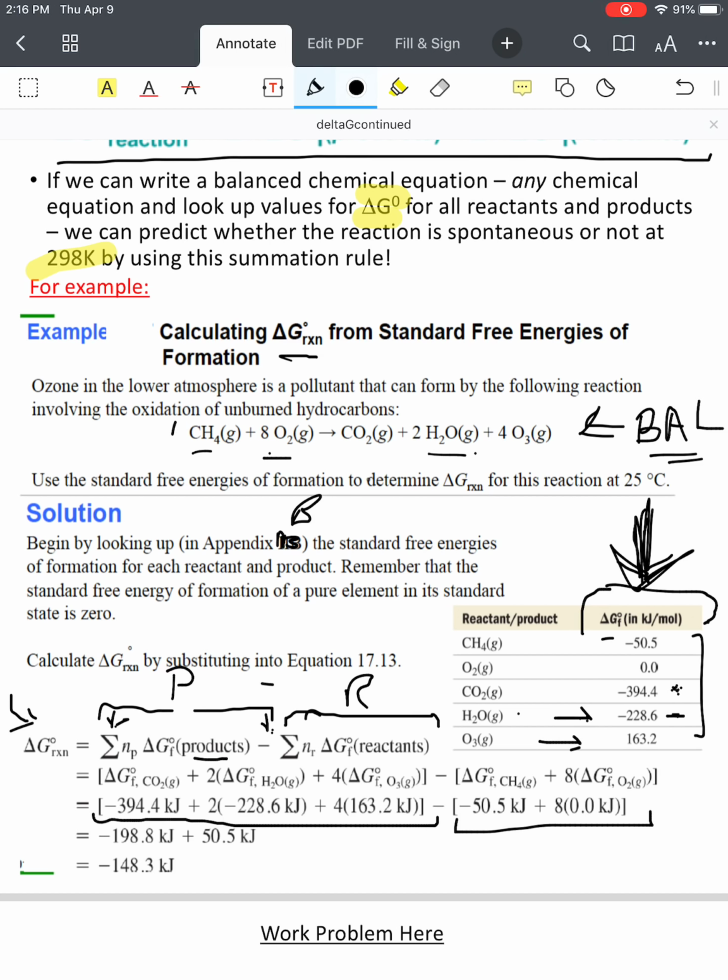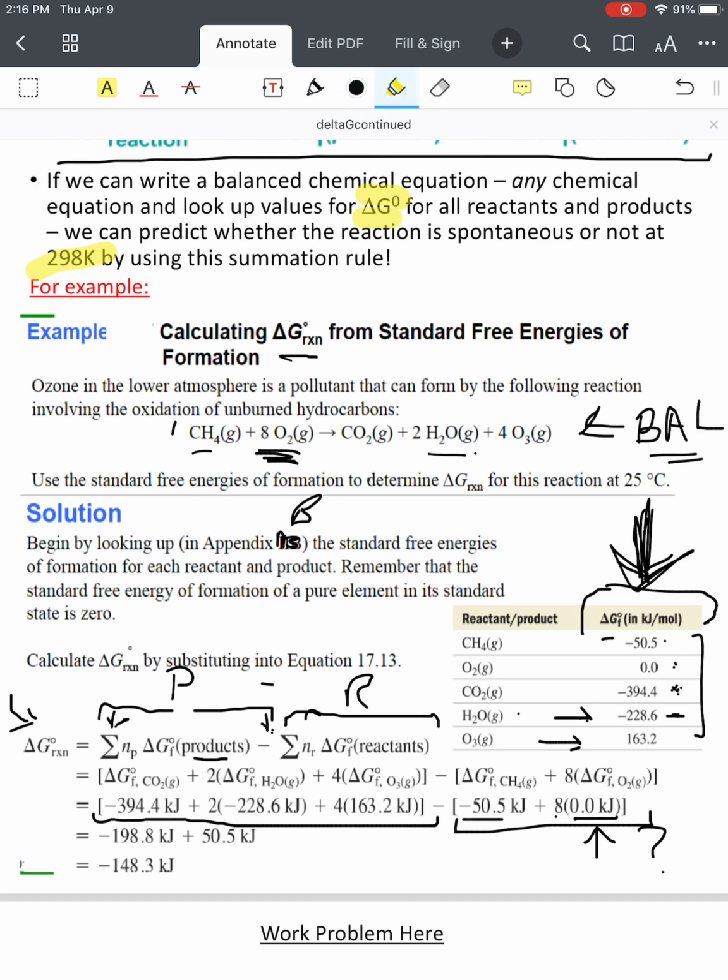The stoichiometric coefficient for methane is an unwritten 1. So we take that 1 and multiply it by negative 50.5 kilojoules per mole, because that's our value for methane. For oxygen, it's oxygen gas, 8 copies of it, so we do an 8 times a 0. Notice our value there is 0. Now why is that one a big fat 0?